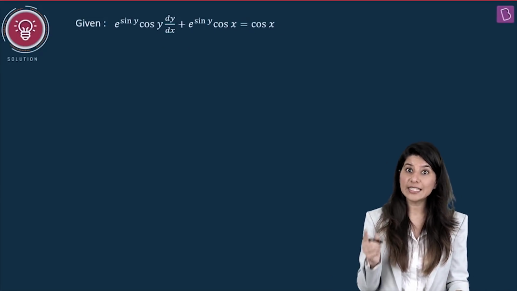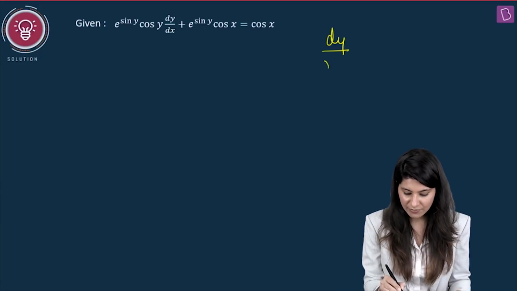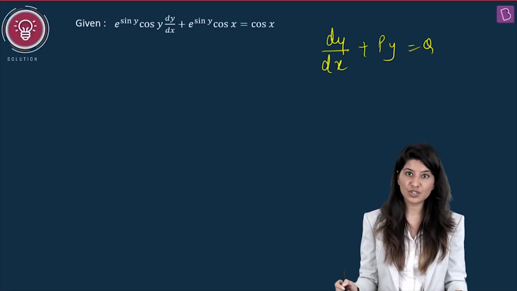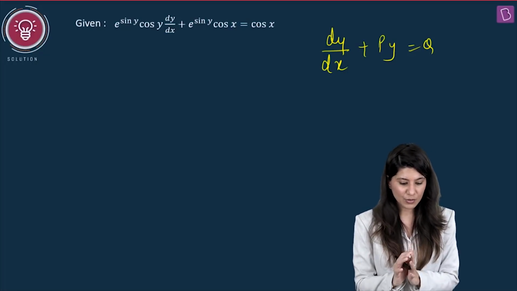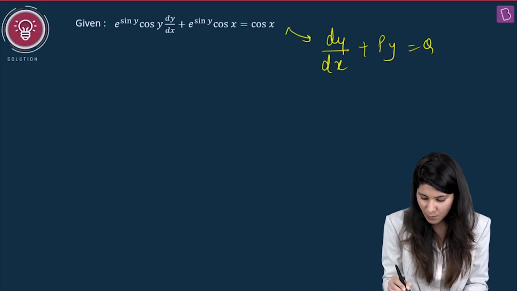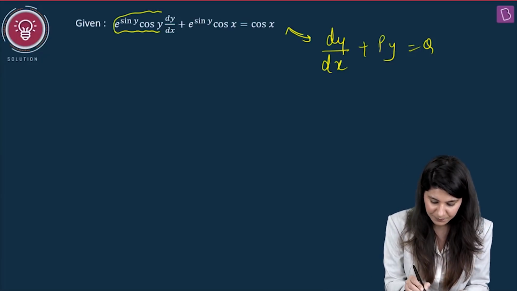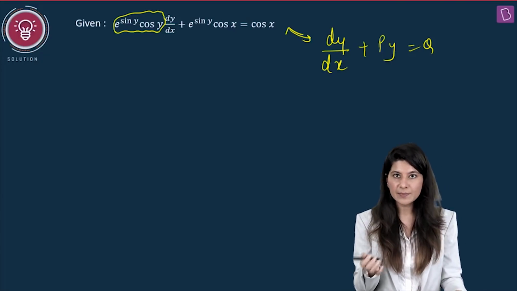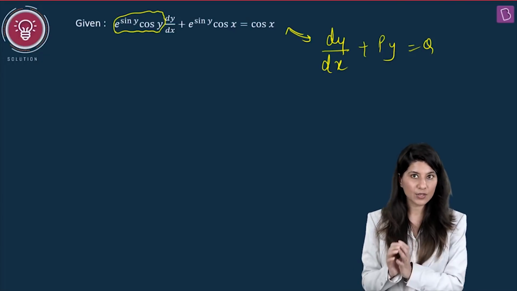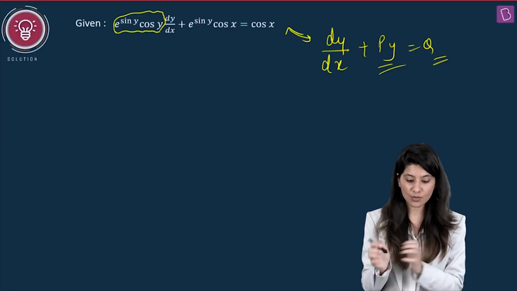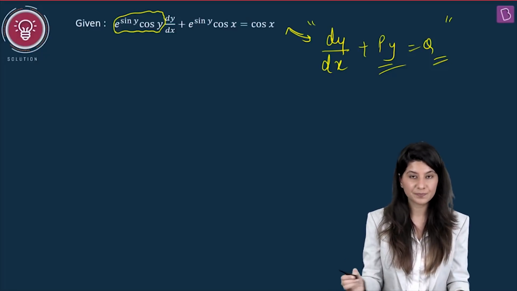If I talk about the linear differential equation, the form is dy by dx plus py equals q, where p and q are functions of x, right? So if you try to create this form, you need to divide the whole equation by this factor, e raised to power sin y multiplied by cos y. If you do that, you'll realize that these two are not getting created. Hence, directly it is not getting converted into this form.